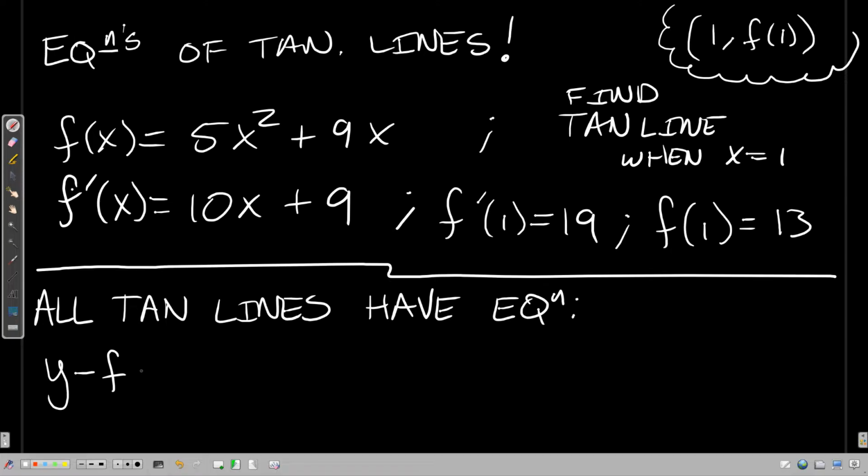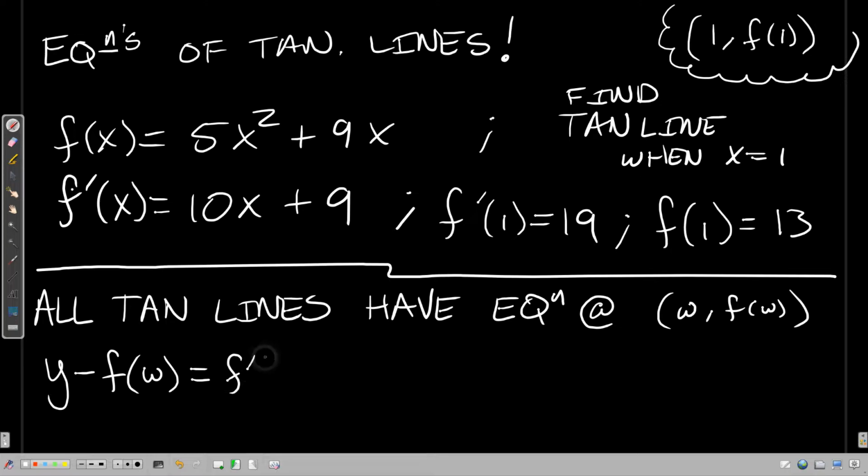Y minus, let's say that this is at the point W comma f of W. Then it's y minus f of W is equal to f prime of W times x minus W. It seems confusing. I promise it's not. This is exactly y equals mx plus b.